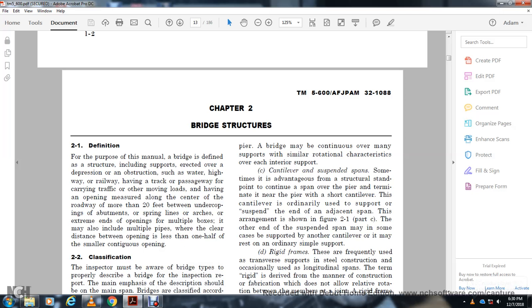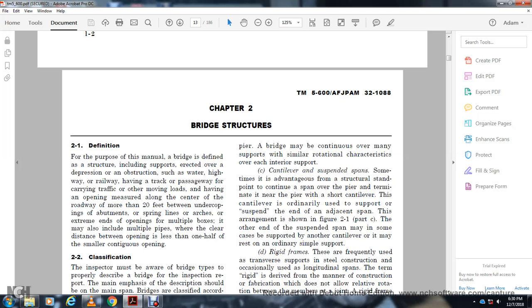Alright, Chapter 2, Bridge Structure. Definition. For the purpose of the span, a bridge is defined as a structure, including supports, erected over a depression or an obstruction such as water, highway, or railway, having a track or passageway for carrying traffic or other moving loads, and having an opening measured along the center of the roadway of more than 20 feet between the undercopings of abutments or spring lines of arches or extreme ends of openings of multiple boxes.